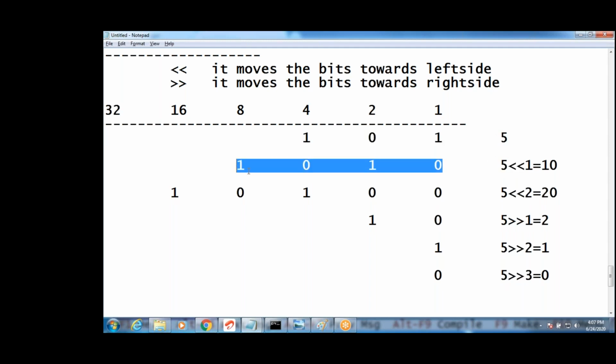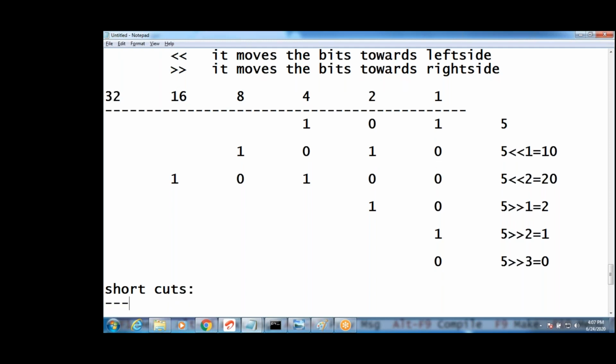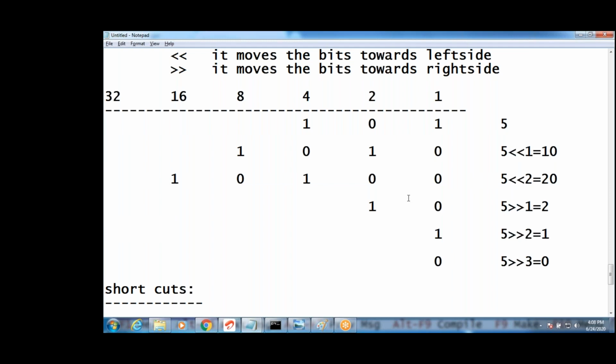For this value 5: 5 left shift 1, moving to the left side; 5 left shift 2, two positions left side; 5 right shift 1, this is the right shift; 5 right shift 2; 5 right shift 3, three positions, right? Now, shortcuts, guys. What is the shortcut for this? Writing directly, right? For example, if I give 126, writing the binary value is difficult, and moving again is difficult. You cannot write this table always. It's difficult, right? What is the shortcut? I will tell you, guys. Complete this first.